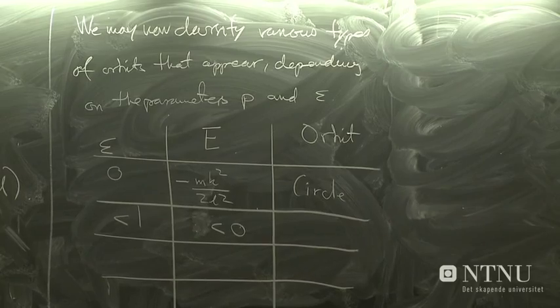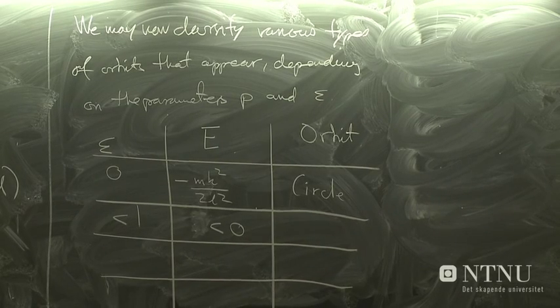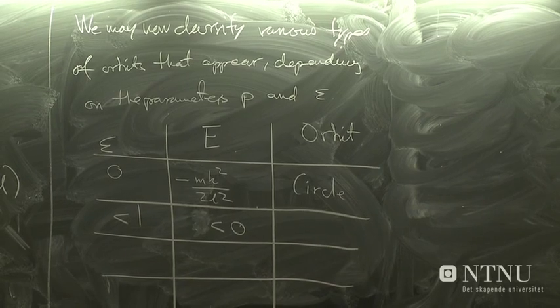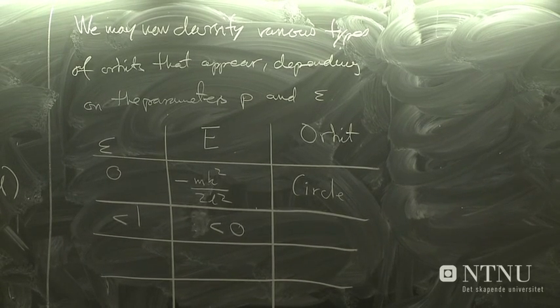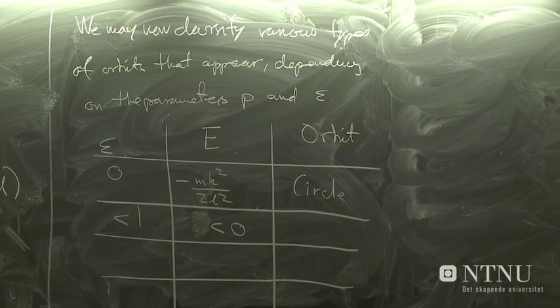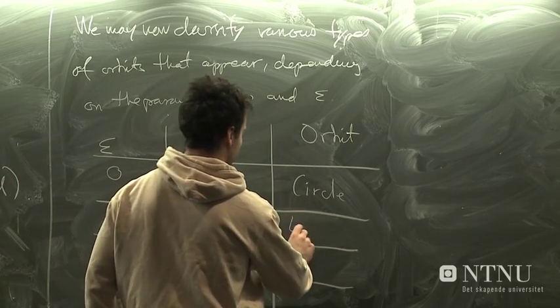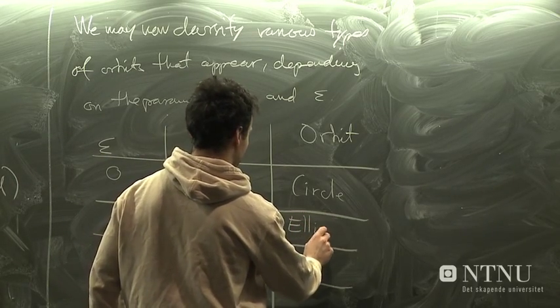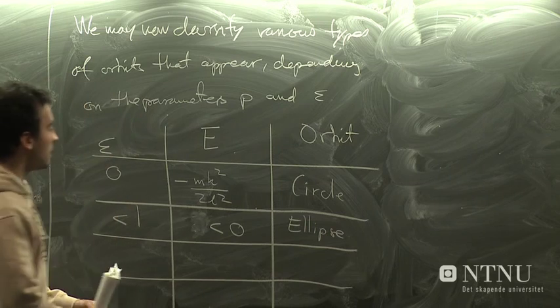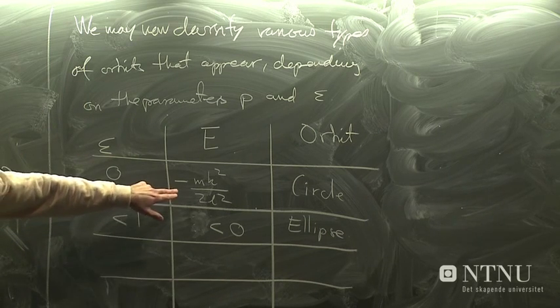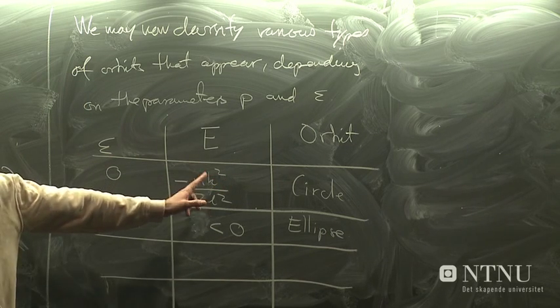Roughly speaking, what kind of trajectory would you expect if the energy is below 0? Yes? Well, we get some kind of bound trajectory. In fact, we get an ellipse in this case. And note that in the circular case, the energy is also negative.